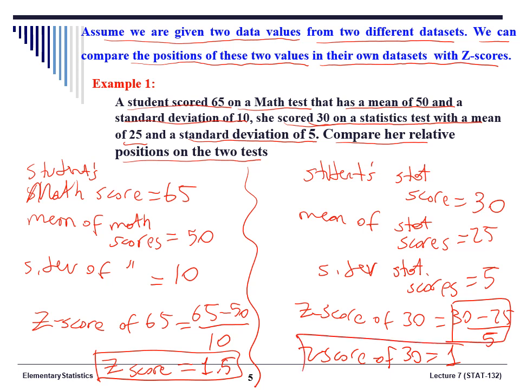So when you compare the positions here, 1.5 is bigger than 1. So you can say the student's position in math is better than her position in statistics. Now let's see. Okay, I will remove all the typing here.